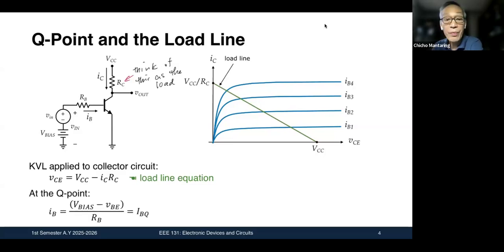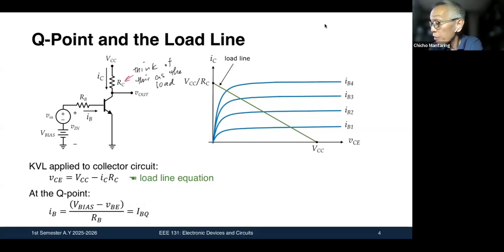Okay, at the Q point, so how do we compute for the Q point? We say that Vin is equal to 0. So what is IB? If this is equal to 0, that's just V bias minus VBE over RB. And I will append to the subscript Q just to indicate that this is the quiescent base current, IBQ. V bias minus VBE over RB. That is my quiescent base current.